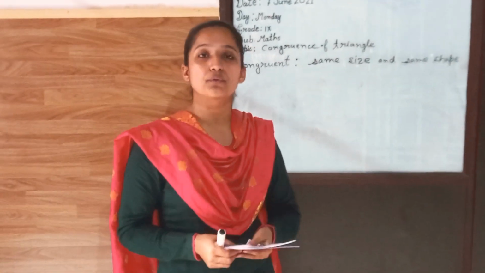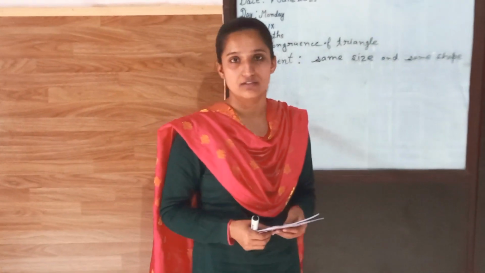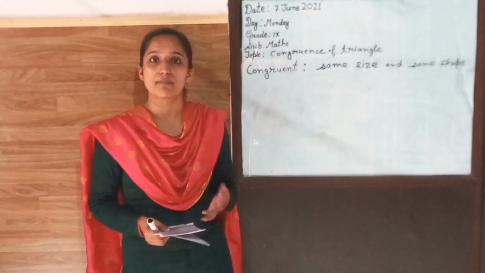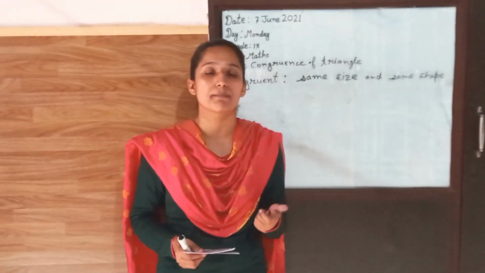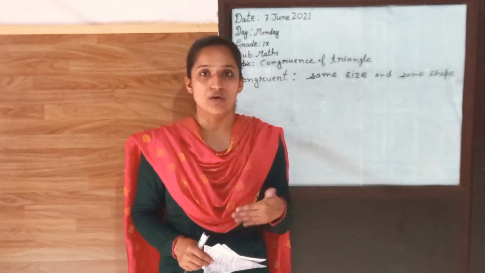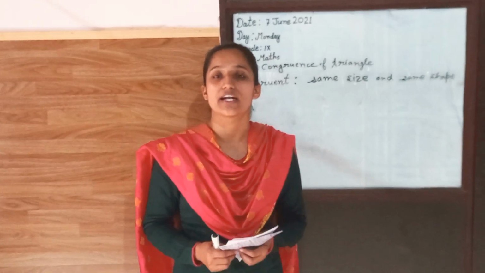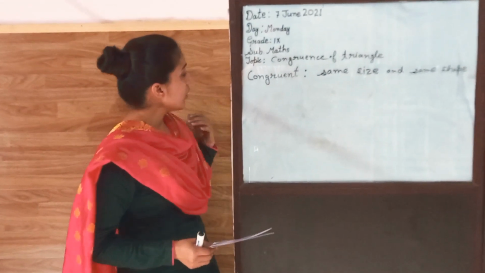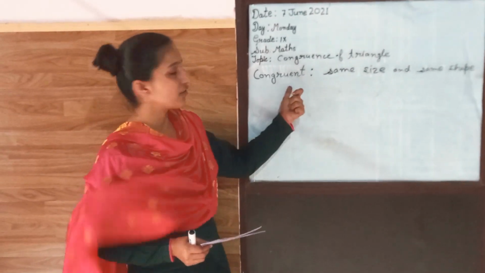Students, suppose you have two copies of your photographs, then we can say these are identical with each other. And a second example: if you have two 5 rupee coins, and you can place one coin over the other, then you can again say that these are identical with each other. So we call such types of figures in maths congruent.